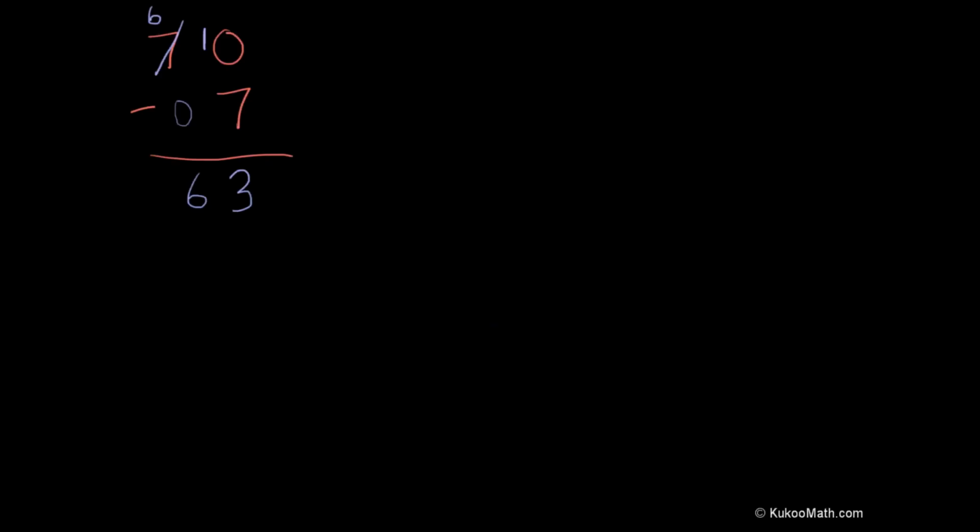Let's try it with a different problem. 77 minus 7 is equal to what? 7 minus 7, we're going to do the ones column first. So 7 minus 7 is equal to 0. We don't need to do any borrowing here. 7 minus the invisible 0 that's over here is still equal to 7. So 77 minus 7 is equal to 70.